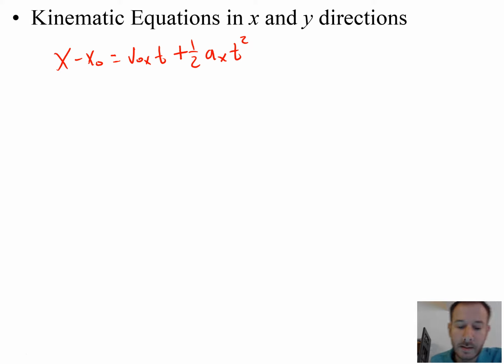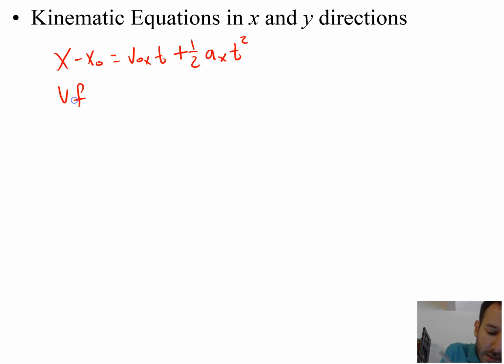Notice how I'm putting an x subscript below everything. So I have the position x, the final position x minus the initial position x, is equal to v naught x, which is our velocity in the x direction, times time, plus 1/2 the acceleration in the x direction times time squared.